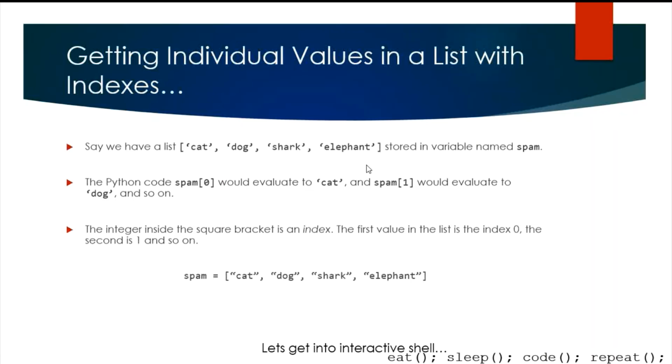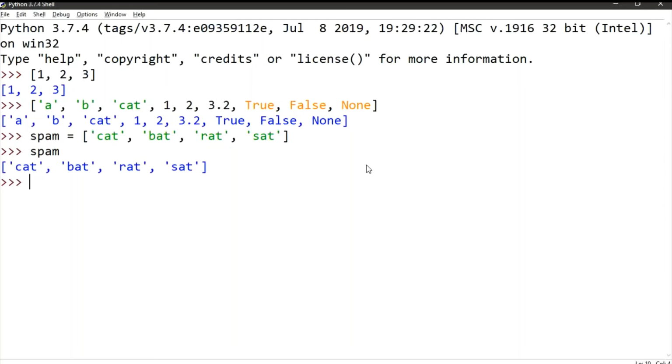As you can see over here, we have a spam variable with some elements in it. spam[0] will give me cat, spam[1] is going to give me dog, spam[2] is going to give me shark, and spam[3] is going to give me elephant. Let's try it in the shell so that we can get more out of it. I have the same list here. If I want spam[1], the second element, I'm going to get bat.